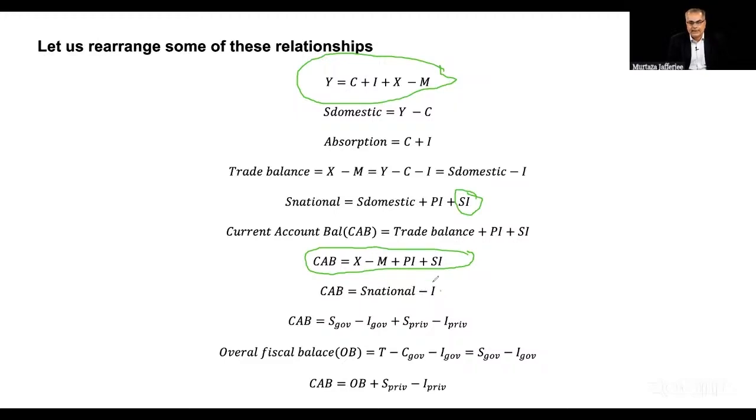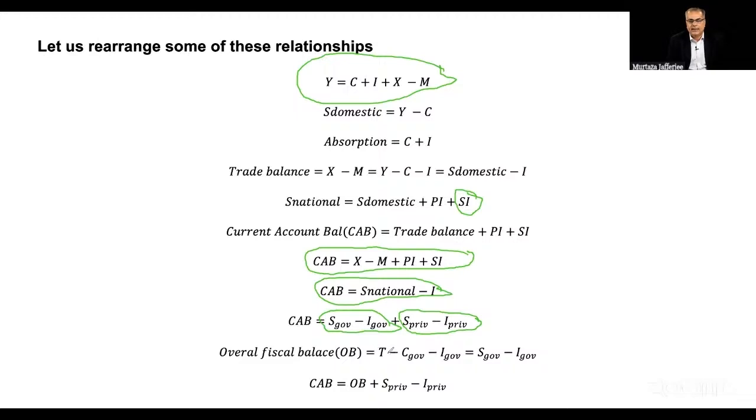Now you can take this and break it down into what is the savings investment gap from the government and what is coming from the private sector. So very simply, the current account balance is the savings investment gap of the government and the savings investment gap of the private sector. So the savings investment gap of the government is what you normally call the budget deficit. The technical term is overall balance.